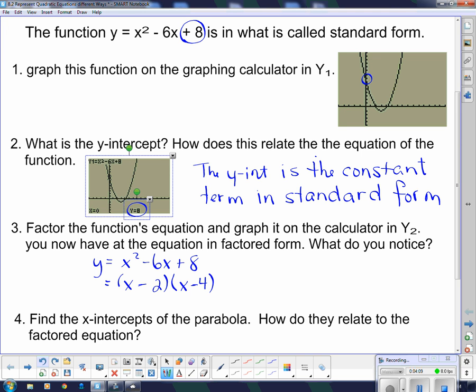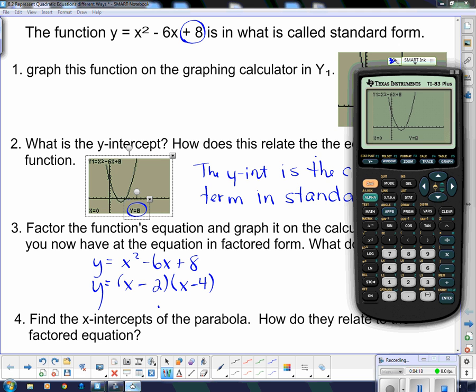Now we want to put this in factored form in Y2 on the graphing calculator. So you're going to go back to the graphing calculator and go down to Y2. And in Y2, I'm going to type in bracket x minus 2, bracket x minus 4. And when I graph it, it looks exactly the same. And the reason for that, if I unhighlight that, is that it's exactly the same equation as what we had before. It's just in a different form.